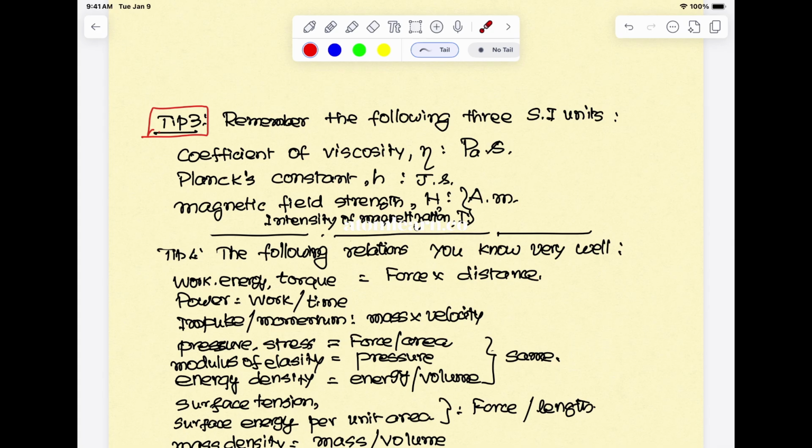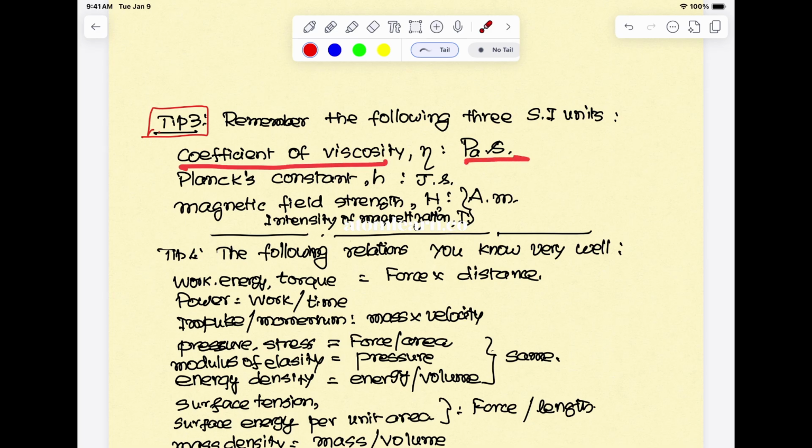In this step, I want you to now remember only 3 quantities, and not their dimensional formula, but their SI units. Actually, 4 quantities. What are those? Coefficient of viscosity, symbol of course eta. Its SI unit is Pascal second. Most of you would have come across this while solving problems, so it is not going to be very difficult to remember their units. That's why I am saying, remember only for the 4 quantities.